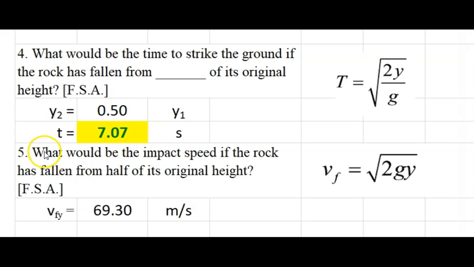And finally, what would be the impact speed if the rock had fallen from half its original height? Intuitively, you should realize that it would be a slower impact speed because you don't have enough height in the air to build up that speed due to the acceleration of gravity. We would solve equation 5 for v. V is the square root of 2 times g times the height from which it's fallen. And we know that the new height from which it's fallen is half of 490. And we get an impact speed of 69.3 meters per second.